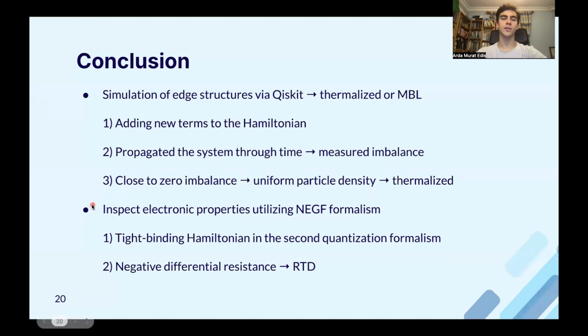After showing that the edges are thermalized, we inspected the electronic properties of the Aharonov-Bohm ring. There, we used the tight binding Hamiltonian in the second quantization formalism, only focusing on the side-to-side hopping term. We utilized the non-equilibrium Green's functions formalism in order to plot the current versus voltage curve for the Aharonov-Bohm ring, and we found that there was the negative differential resistance region promised by the resonant tunneling diode behavior, and hence we came to the conclusion that the Aharonov-Bohm ring can indeed be used as a resonant tunneling diode.